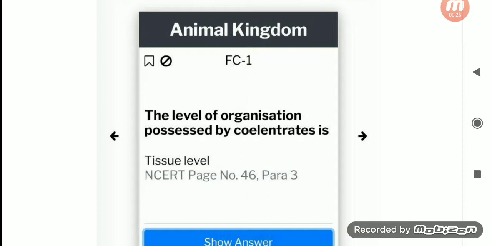Let's get started. The level of organization possessed by cnidarians is tissue level.